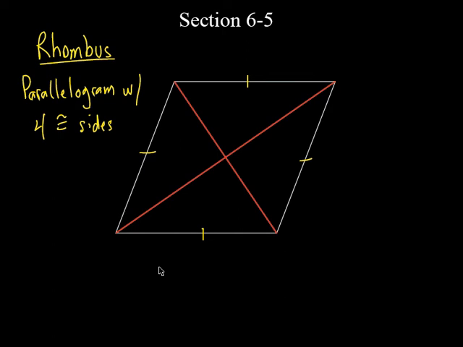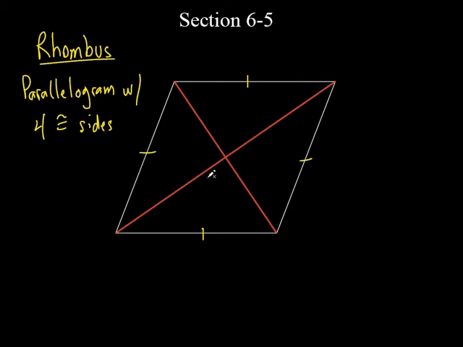But this is not a normal everyday parallelogram. This is a special type of parallelogram, and it's special because all four sides are equal, and it even has its own name. It's called a rhombus. Now, there's something else that's true about this. Do they bisect each other? Of course they do, because this is a parallelogram. So they do bisect each other, but there's two things that are special about these diagonals. We know that they bisect each other.